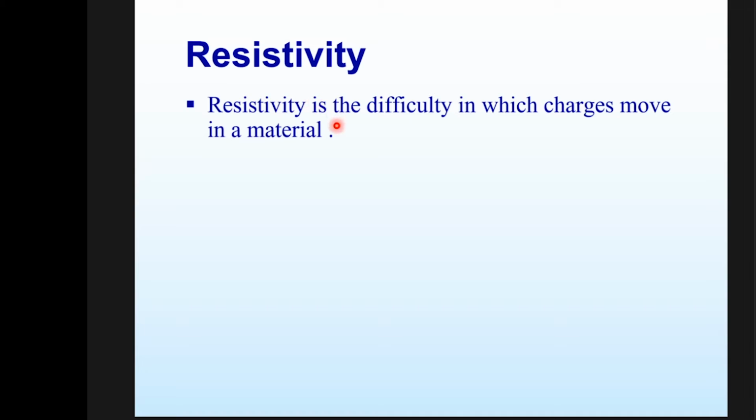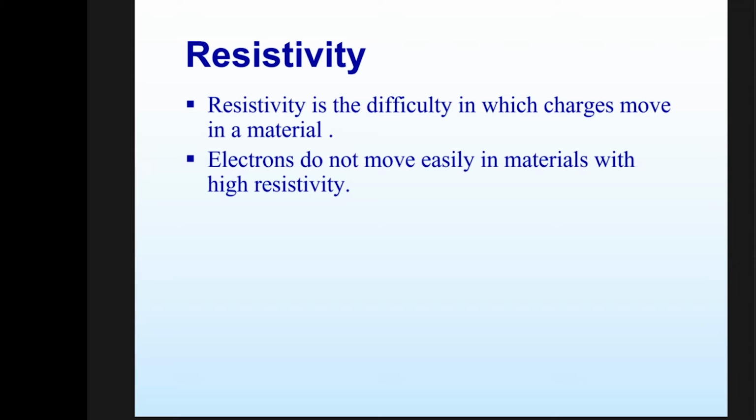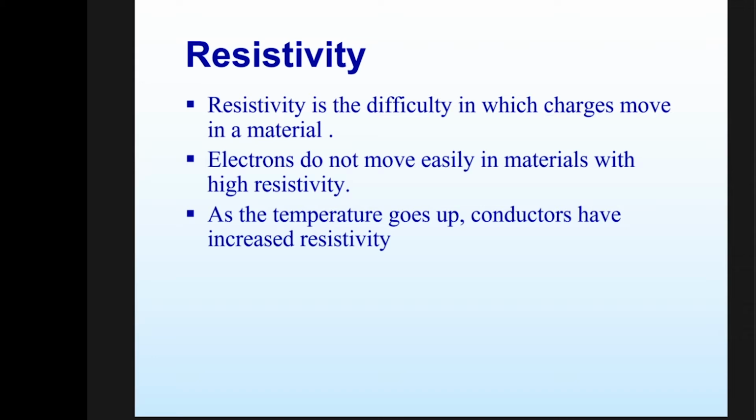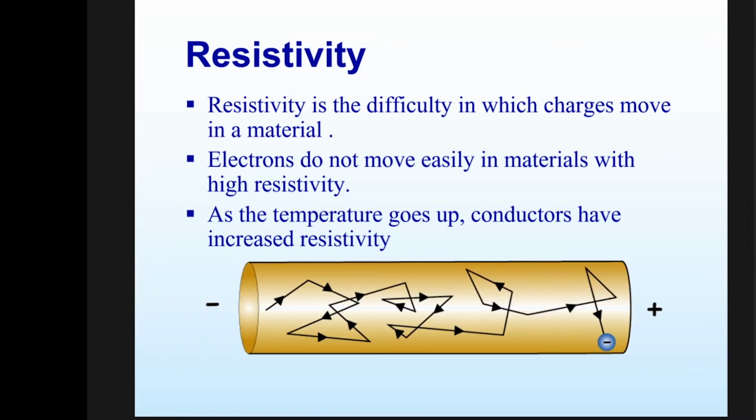Like copper has a resistivity. Gold has a resistivity. Silver does. And it describes how good a conductor those things are. So resistivity is the difficulty with which charges move in a material. Electrons do not move easily in materials with high resistivity. And as temperature goes up, conductors have increased resistivity. Usually the temperature really has to go up significantly before it changes significantly. And most resistors don't significantly change their resistance with temperature under normal operating conditions.